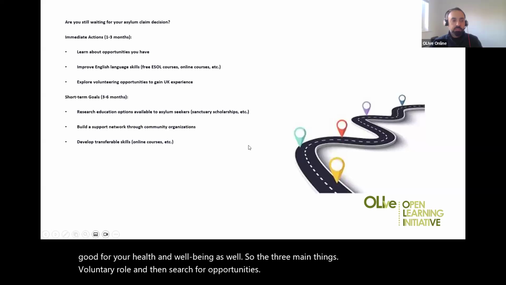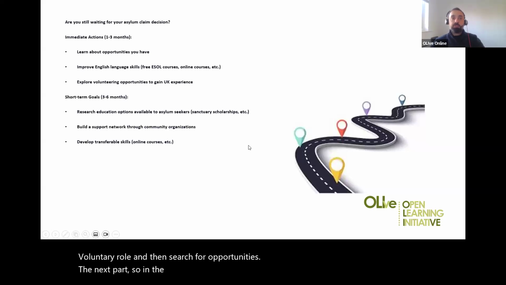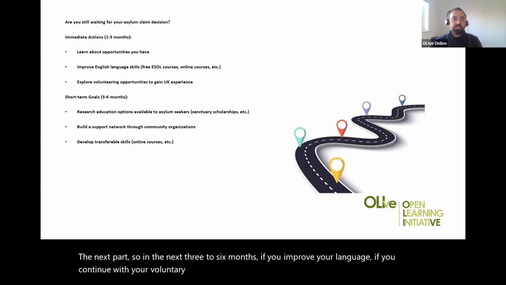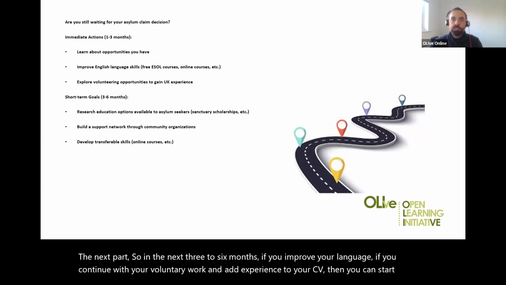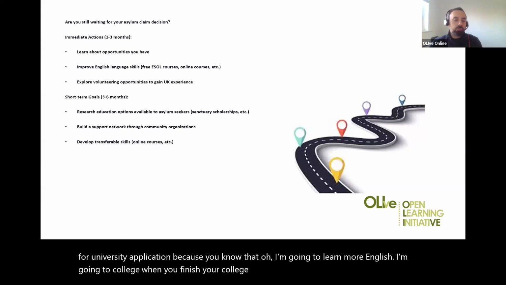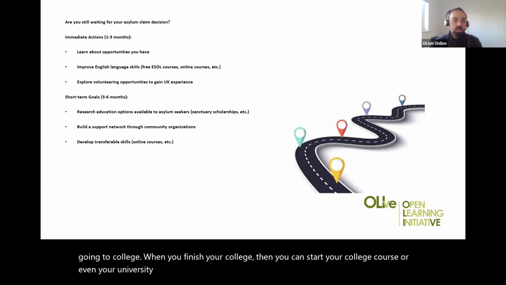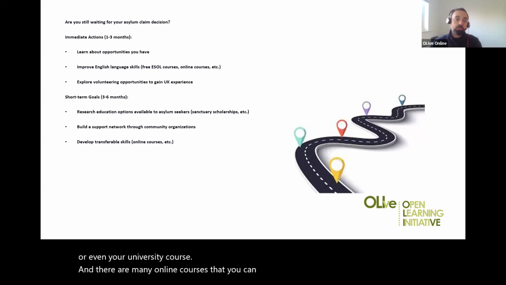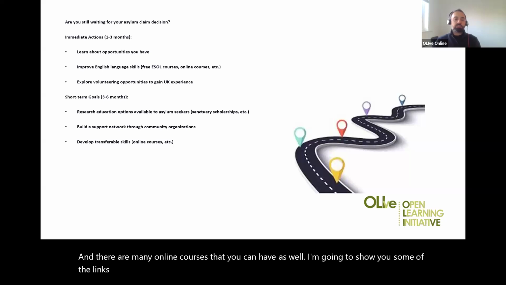The next part, so in the next 3 to 6 months, if you improve your language, if you continue with your voluntary work and add experience to your CV, then you can start looking for university application, because you know that, oh, I'm going to learn more English, I'm going to college. When you finish your college, then you can start your college course or even your university course. And there are many online courses that you can have as well. I'm going to show you some of the links that you can have access to online course.